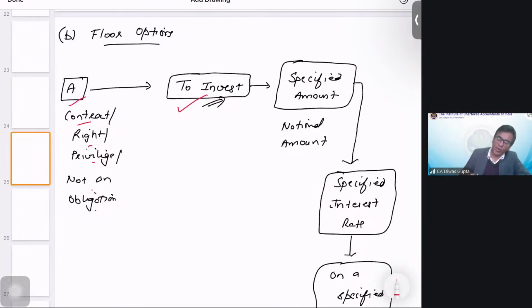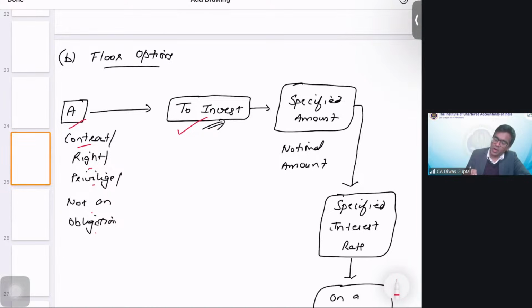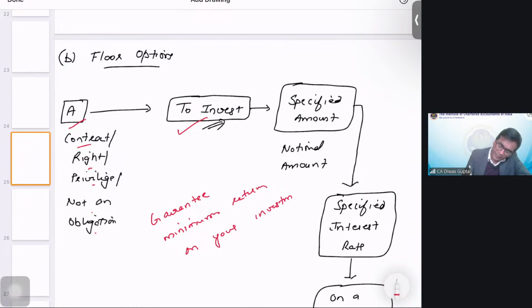Clear? Now, this floor option will guarantee you a minimum return on your investment. Why? Because if the market rate goes below the specified rate, through this option, you can still recover up to that rate at which you are trying to invest, right?